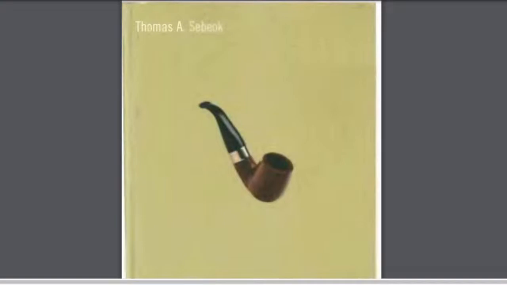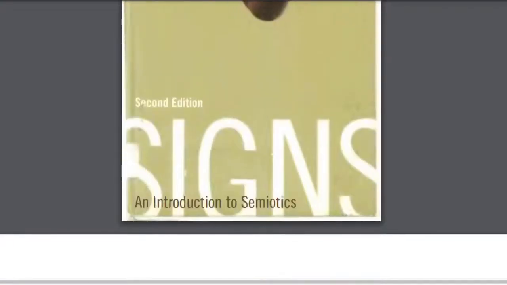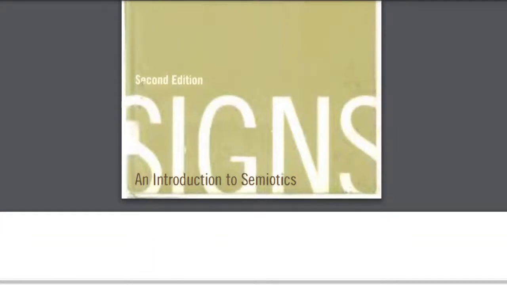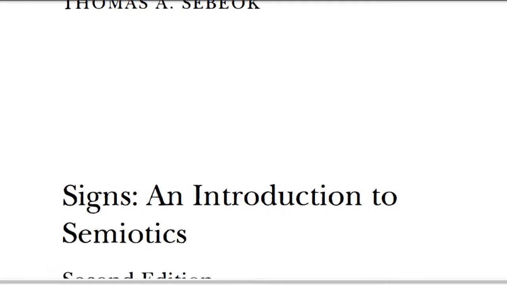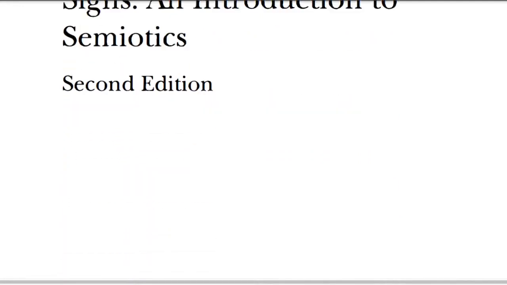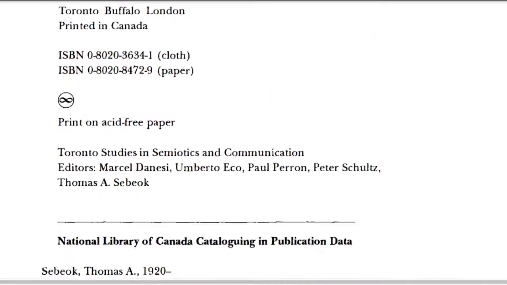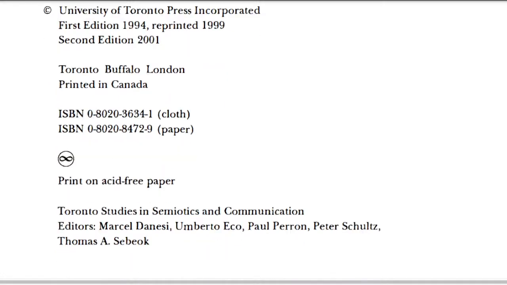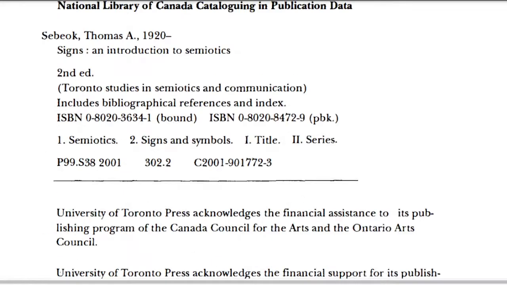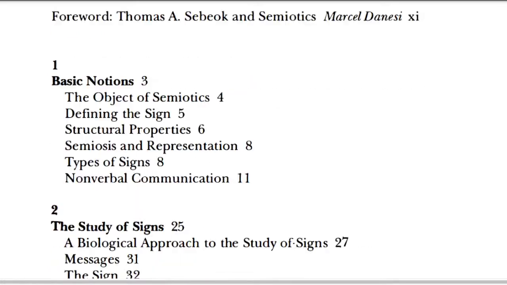I figured this would be a good way to learn about it, to study his book, An Introduction to Semiotics, Signs. This is the second edition by Thomas Sebeok. The first edition was 1994, reprinted in 1999, and the second edition is 2001. And he was born in 1920.